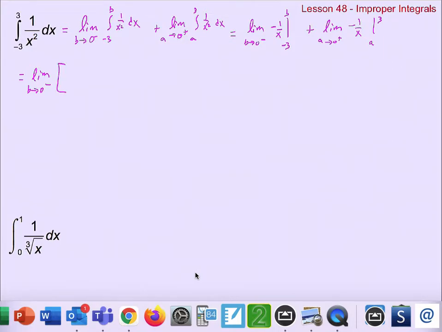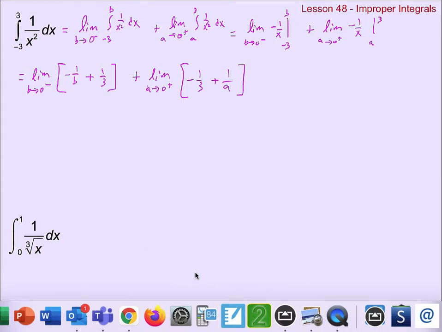Put that in brackets so it's easy to separate. That's negative 1 over b minus negative 1 over negative 3. That's the left-hand side. And on the right-hand side, it's the limit as a approaches 0 from the right of negative 1 over 3 minus negative 1 over a.